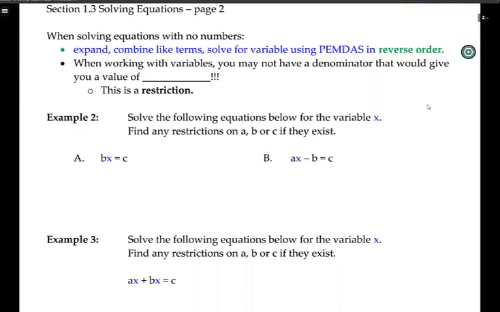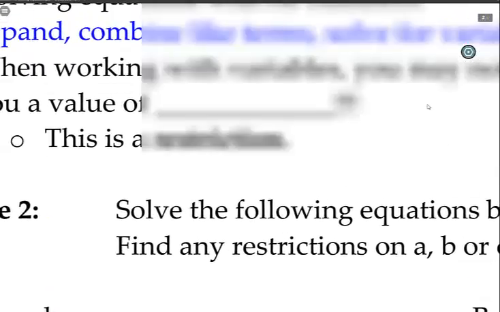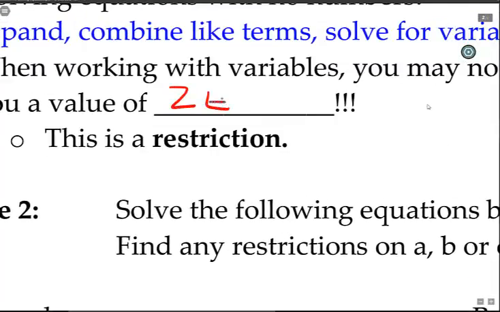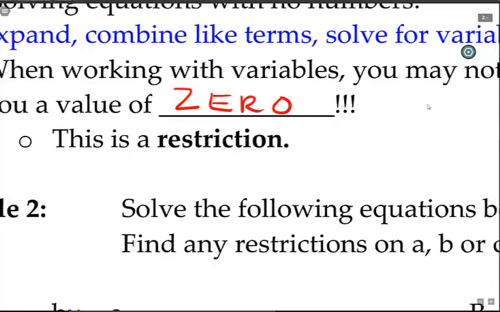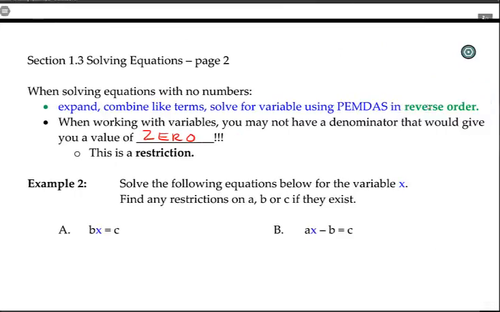Sometimes when solving equations with no numbers, we're going to have to expand, combine like terms, or solve for variables, once again using PEMDAS in reverse order. When working with variables, you may not have a denominator that would give you a value of what? What cannot ever be in the denominator? Well, I hope you would pick up on that, and I'm going to blow this up so we can write it with emphasis. You can never have 0 in the denominator. So we have to think what kind of values would give us 0 in the denominator, and we have to very specifically note those values in our answer as restrictions.